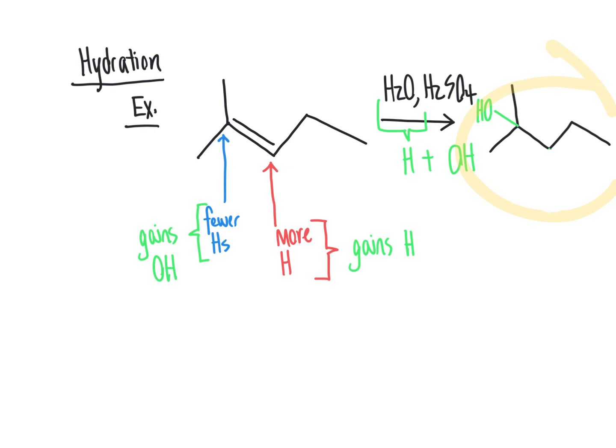And Markovnikov's rule, to recap, will always apply toward hydration reactions where we're adding water across the carbon-carbon double bond, and hydrohalogenation reactions where we're adding HCl or HBr. And you'll use this anytime you're working with an asymmetrical alkene, where rather than having the same number of hydrogens attached at each of the two carbons, instead one of them has more hydrogen atoms and one has fewer, making the structure of the alkene asymmetrical.